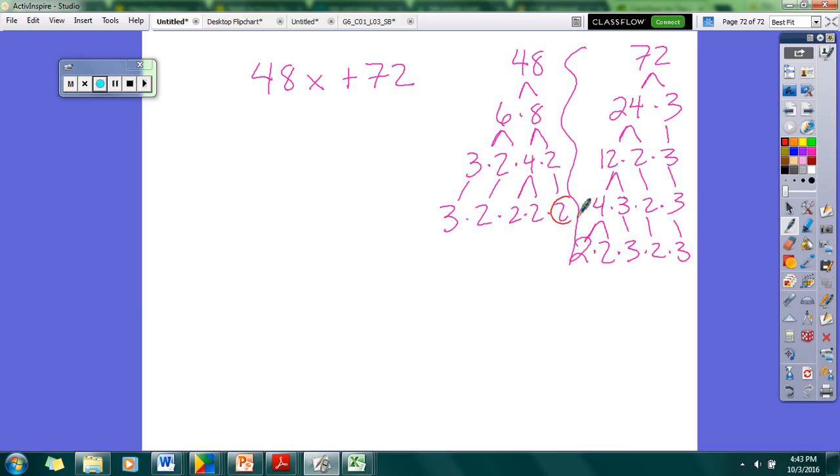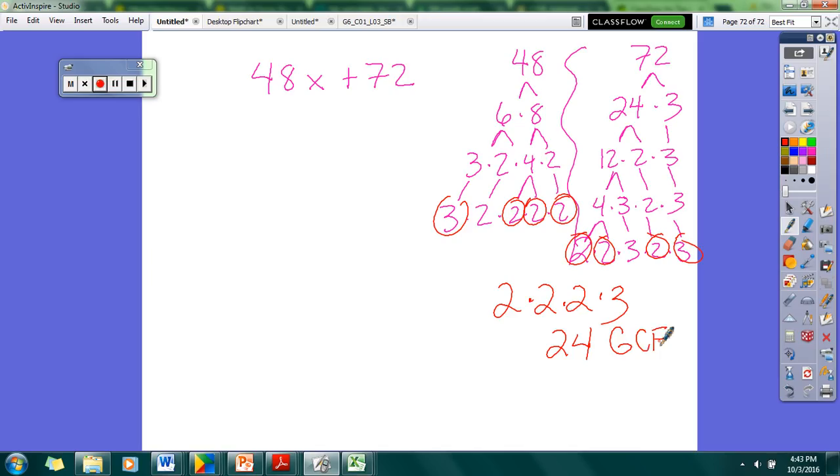But anyway, so I'm going to find my partners, 2 and 2, 2 and 2, 2 and 2, 3 and 3, and those are my only partners. So my GCF is going to be 2 times 2, which is 4, times 2, which is 8, times 3, which is 24. So 24 is my GCF. So that's what I'm going to pull out here. 24 goes into 48x 2x times, plus 24 goes into 72 3 times. So that would be my final factored form.